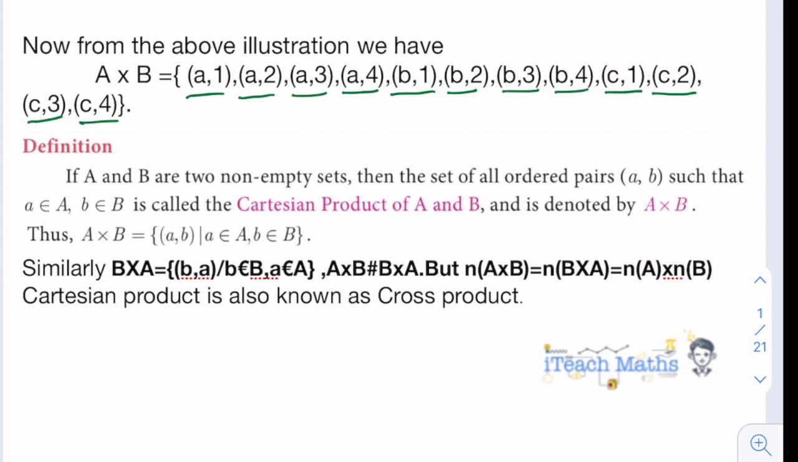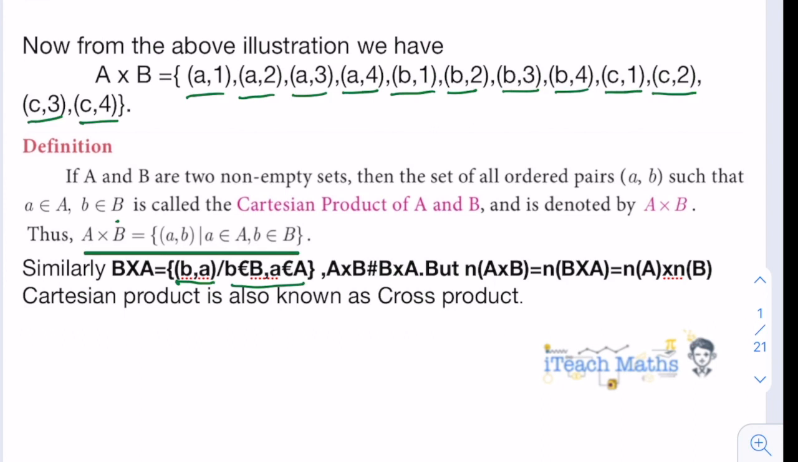Therefore, from this, we have a definition: if A and B are two non-empty sets, then the set of all ordered pairs (a,b) such that a belongs to A and b belongs to the set B is called the Cartesian product of A and B, and it is denoted by A cross B. Thus, A cross B is a set of ordered pairs (a,b) such that a belongs to A and b belongs to B. Similarly, B cross A is a set of ordered pairs (b,a) such that b belongs to B and a belongs to A.